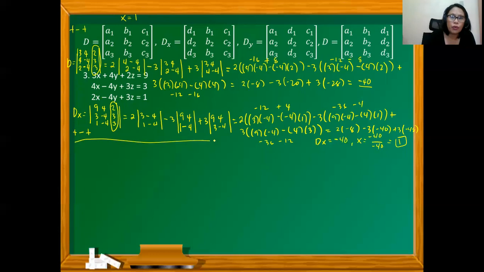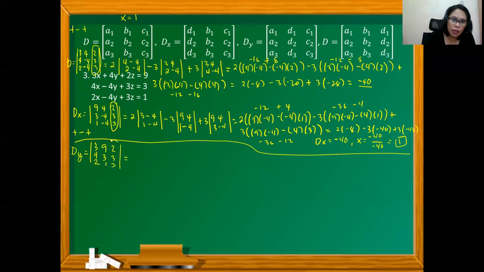Okay, so let's work on d sub y and then lastly d sub z. So for d sub y, we have the coefficients of x 3, 4, 2, and then the constant terms 9, 3, 1, and the coefficients of z. So 2, 3, 3.